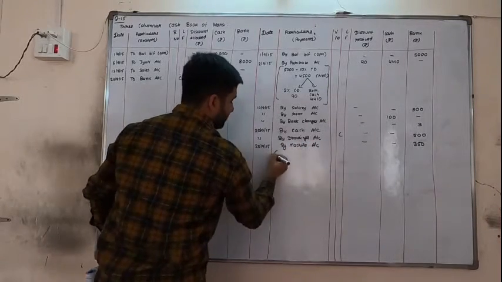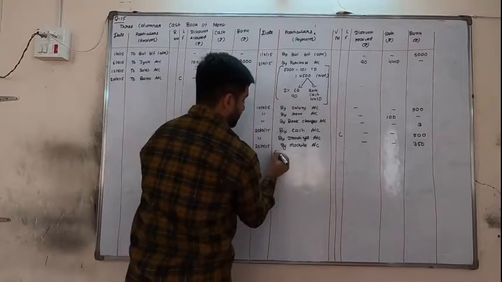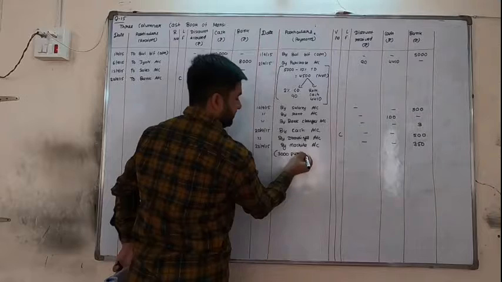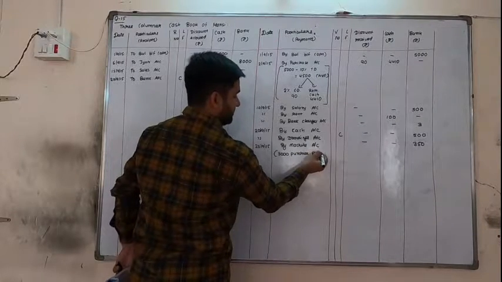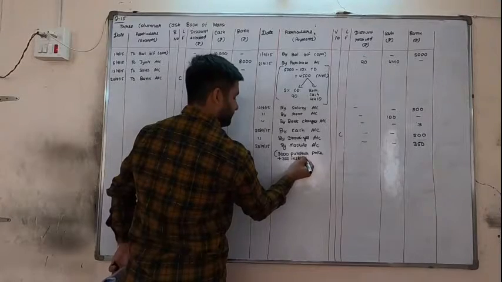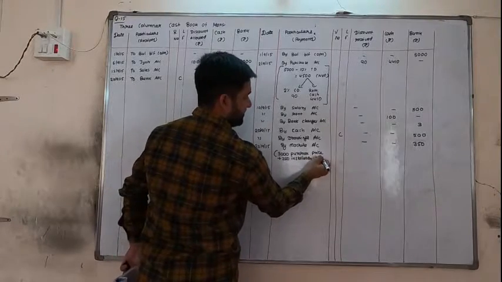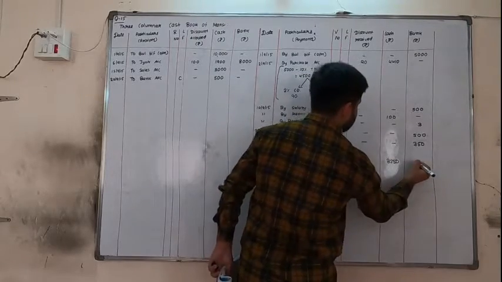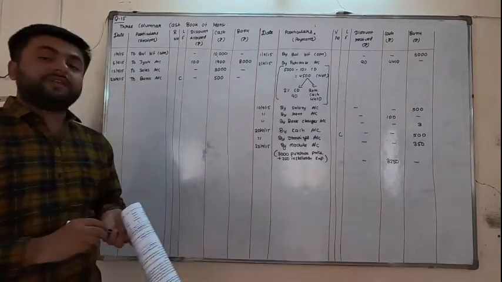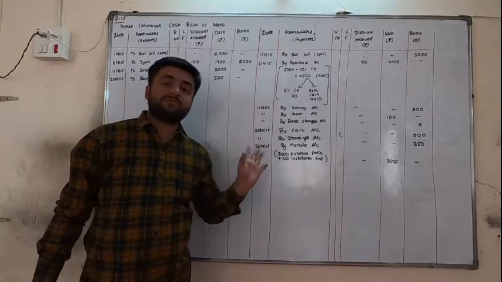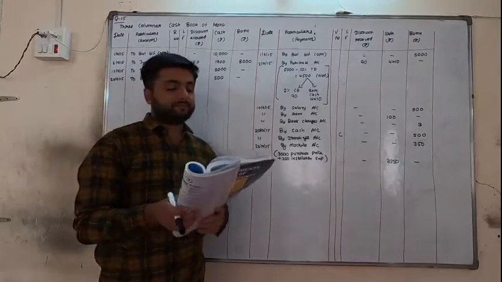Now in the bracket you will write 3000 purchase price plus 250 installation expense, because this expense is not to be shown separately. Whenever we are purchasing an asset, the expenses are not shown separately, they are added to it.